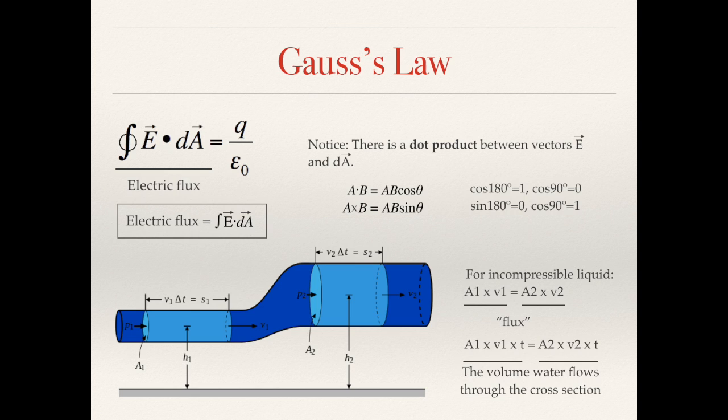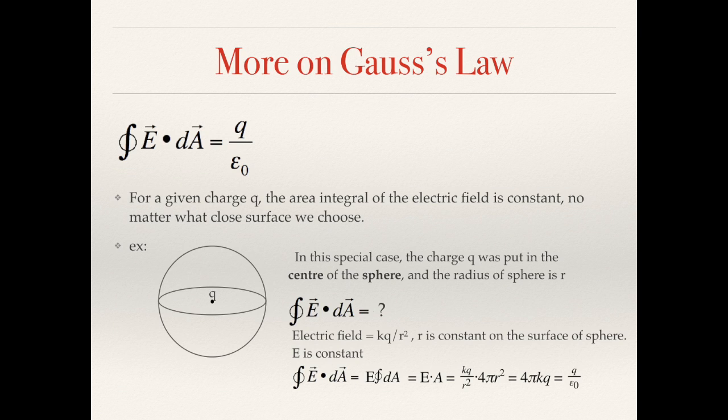While for electric flux, it's not that easy to prove. So let's use a special example to gain some intuition. We have talked about how, for a given charge Q, the area integral of the electric field is constant, no matter what closed surface we choose. In this special case, the charge Q is put right in the center of a sphere, and the radius of the sphere is r.